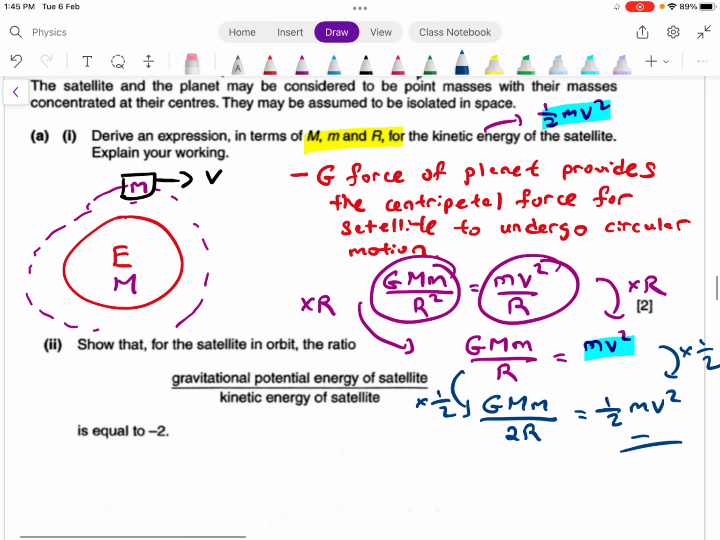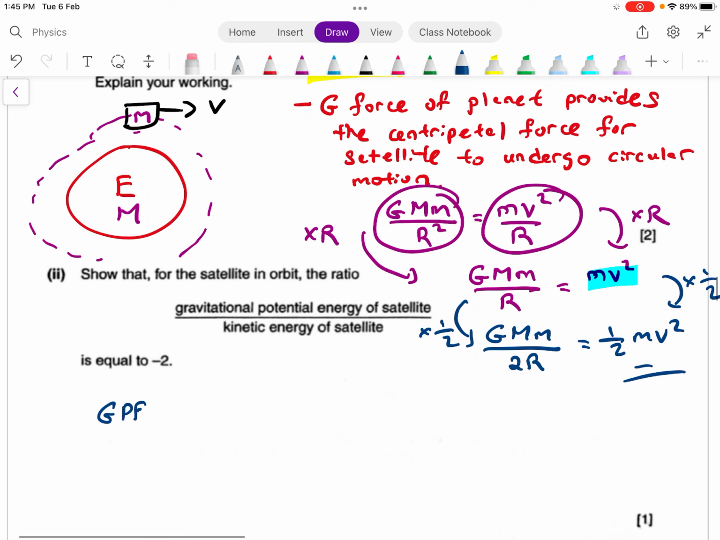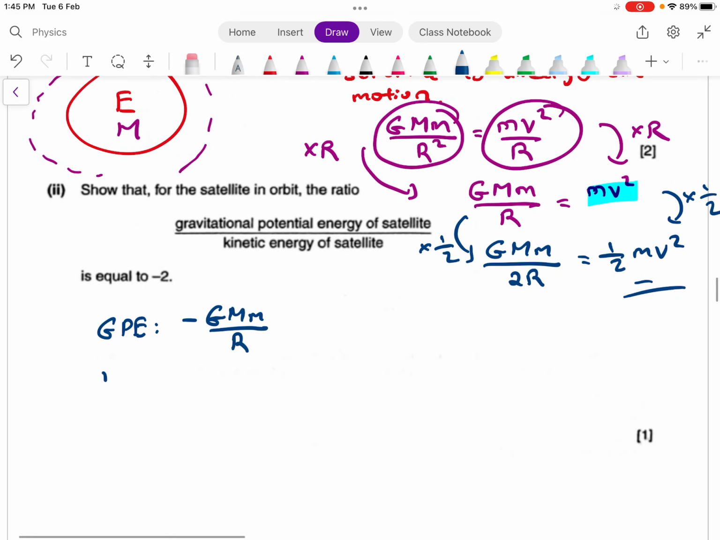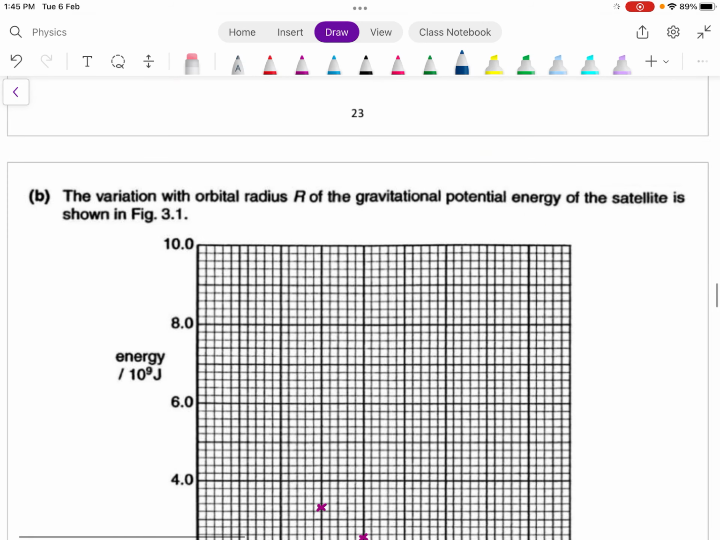Okay, for part 2, show that for the satellite in orbit, the ratio is equal to -2. So what I want to do is actually to use the GPE of the satellite divided by the KE of the satellite. How do I actually do this? Very simple. For GPE of the satellite, it is not mgh, it is negative GM over R. Then after that, the KE is what we derived earlier, so it's half GM over 2R. So what you need to do is use this divided by this. You should be able to get -2.